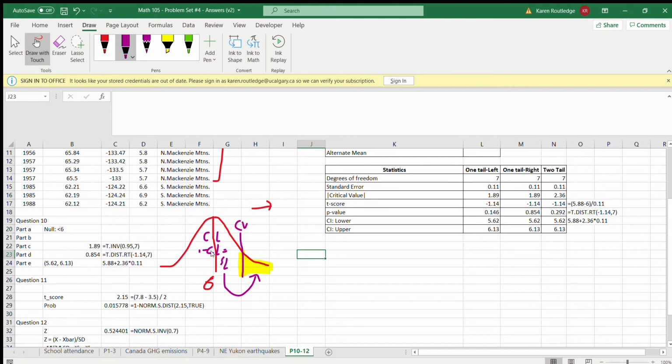So 1 minus 0.95 is 0.05. So all of that 0.05 is going to go into here. This area in the curve is 5% of the curve. So we need to calculate the critical value. Given that we know how much this is, we need to know the distance.